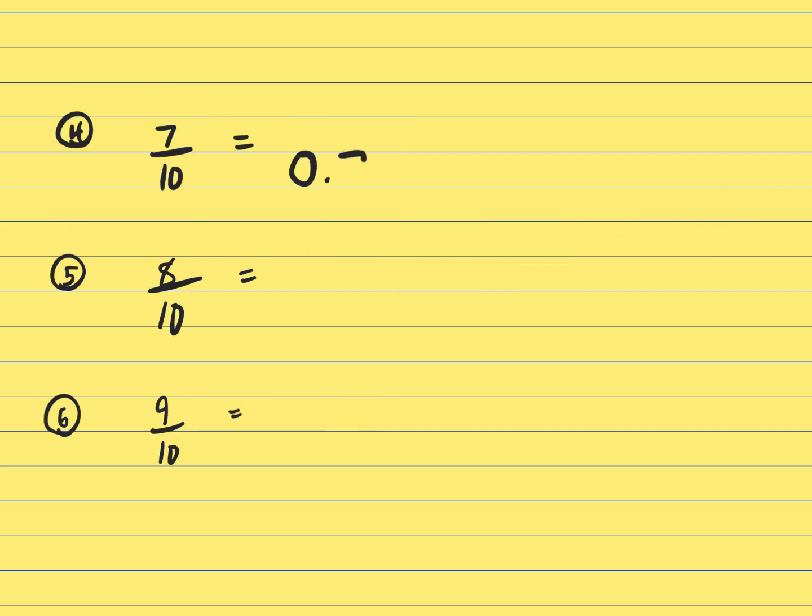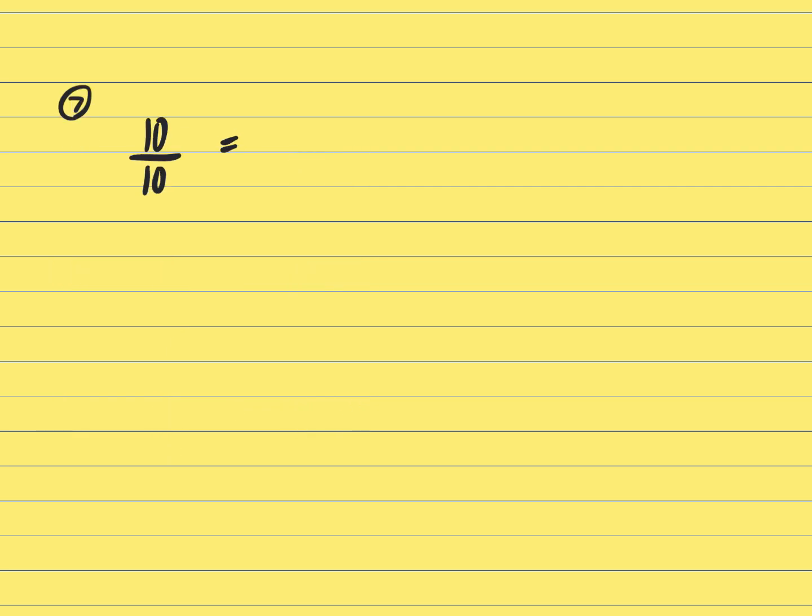A few more here for the tenths. 7/10 would be 0.7. 8/10 is 0.8. 9/10 is 0.9. And then 10/10 would be equal to 1 whole, which we could just leave as 1 whole, but if we wanted to put it in decimal form, I can put 1.0 or 1.00000. You can put as many zeros on the end of a decimal that you want to, and you're not going to change the value. So that's how to change tenths.